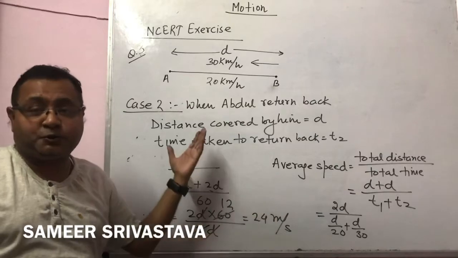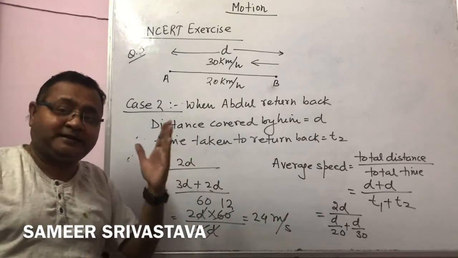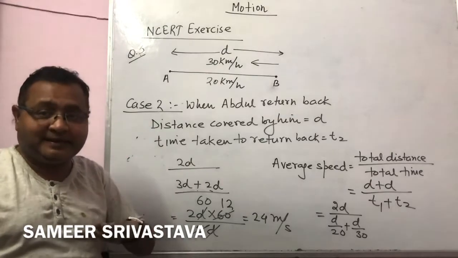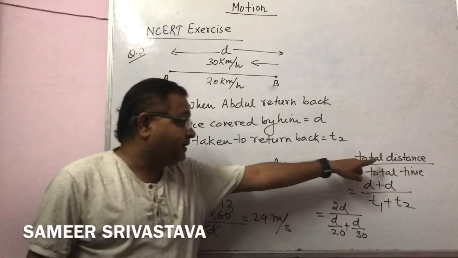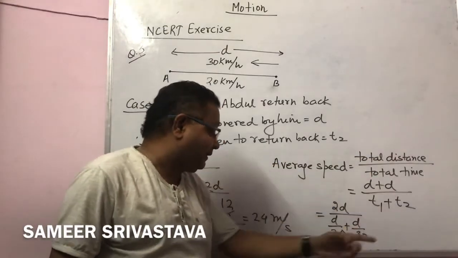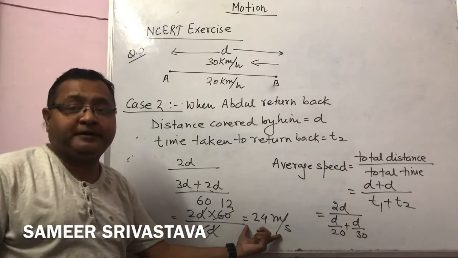So in this question we have to take the two different cases, and first of all we have to find the time for the first case and second case. And lastly, we apply the average speed formula, the total distance upon total time, and find the average speed. The answer is 24 meter per second.